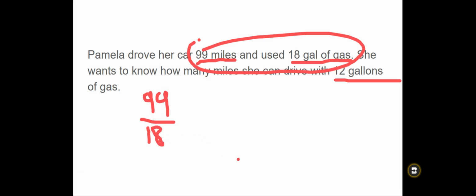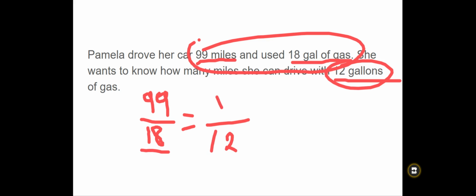99 over 18. Set that equal to, now the only thing that I have left is this 12 gallons over here. So I've got to make sure that I have gallons across from gallons, miles across from miles. If 18 down here represents gallons, I'm going to put 12 gallons across. And then I'll put my X on top because that's what I'm trying to find out.